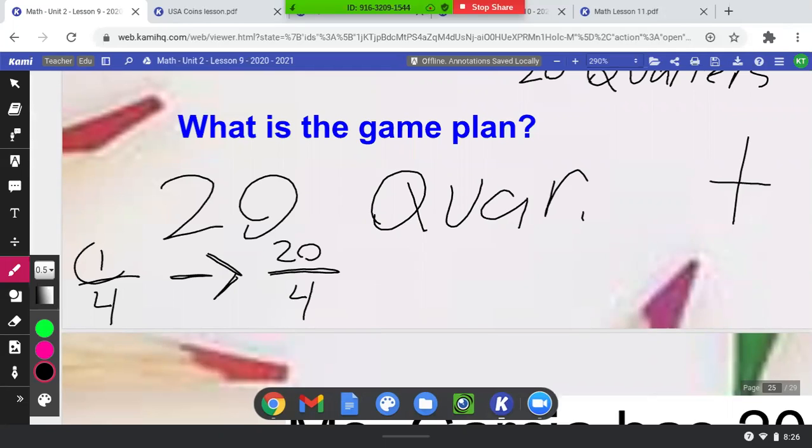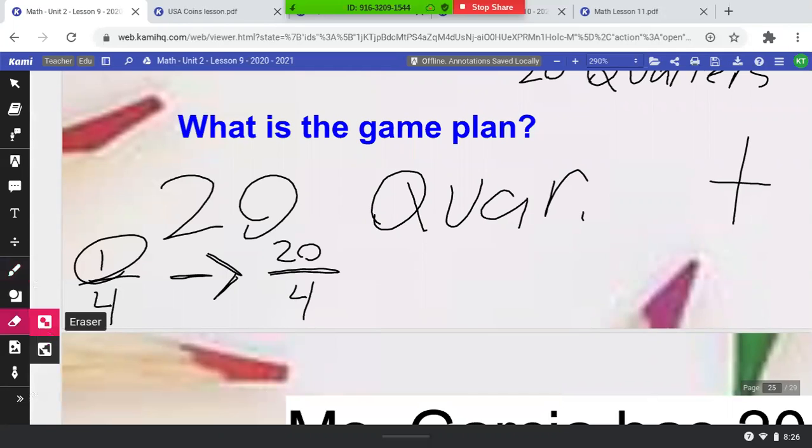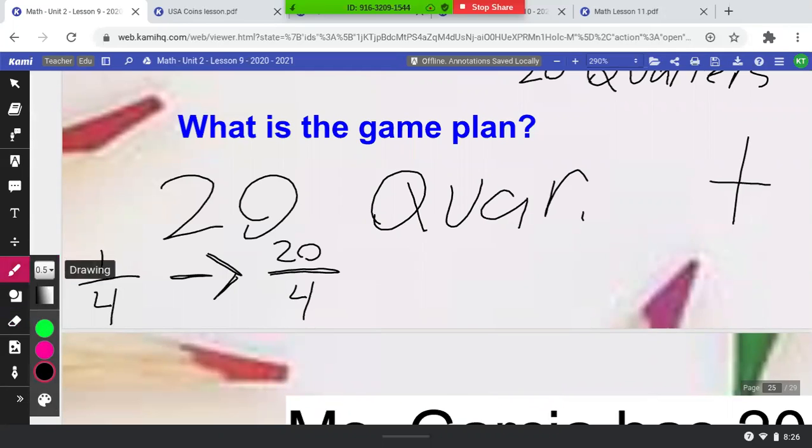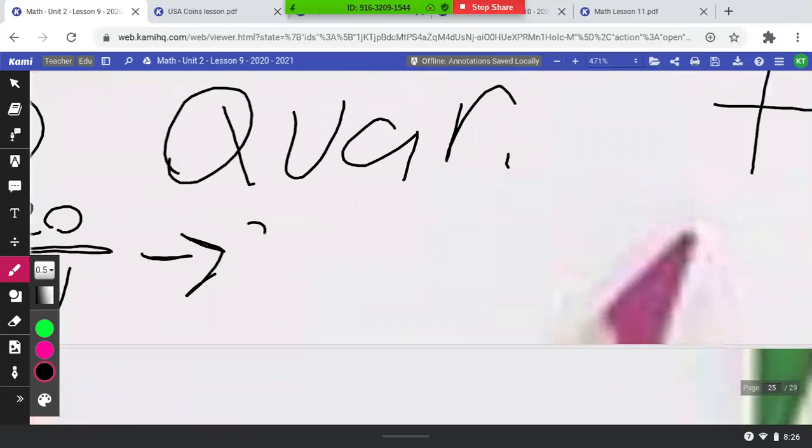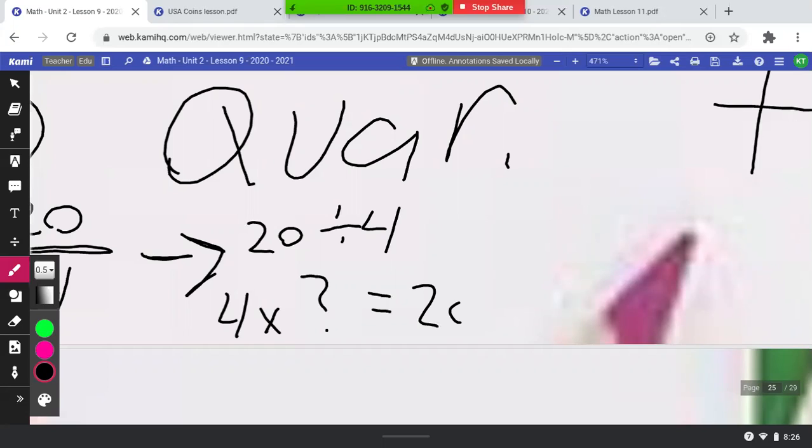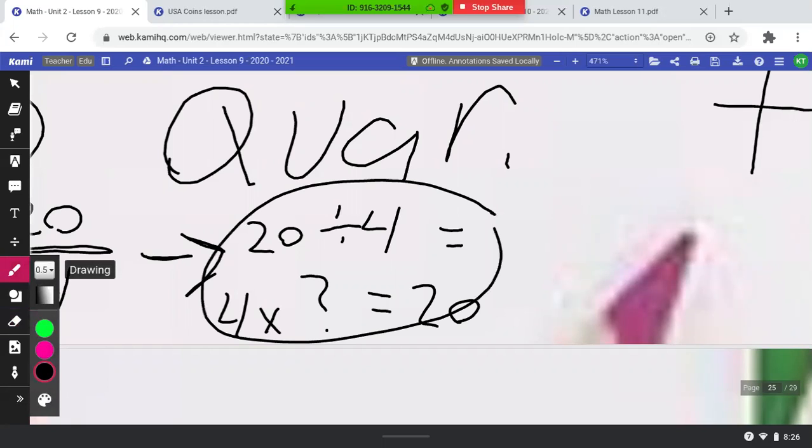She doesn't have 1, she has 20. So to figure this out, we are going to do 20 divided by 4. So 4 times what equals 20? 5.